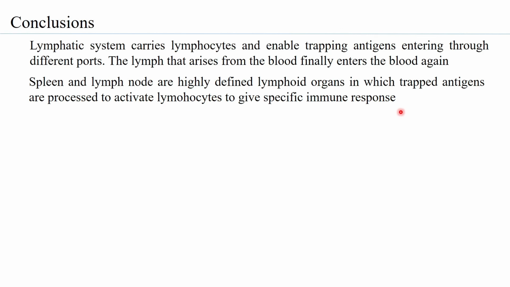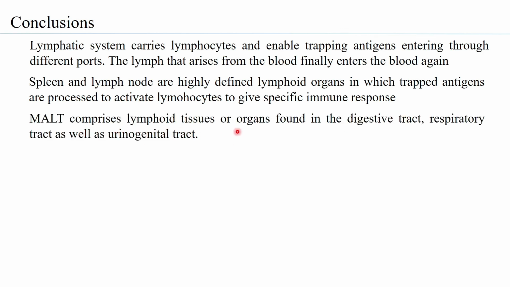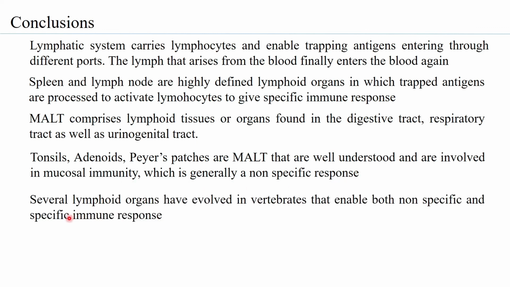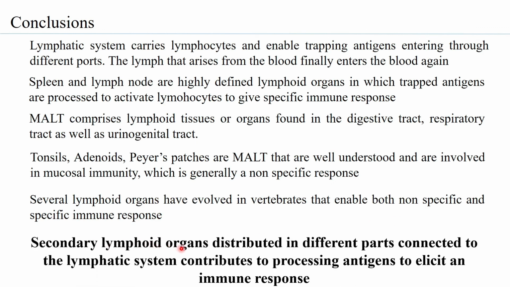MALT comprises lymphoid tissues or organs found in the digestive tract, respiratory tract, as well as urinogenital tract. Tonsils, adenoids, and Peyer's patches are MALT that are well understood and are involved in mucosal immunity, which is generally a non-specific response. Several lymphoid organs have evolved in vertebrates that enable both non-specific and specific immune response. Secondary lymphoid organs, therefore, distributed in different parts connected to the lymphatic system, contribute to processing antigens to elicit an immune response.